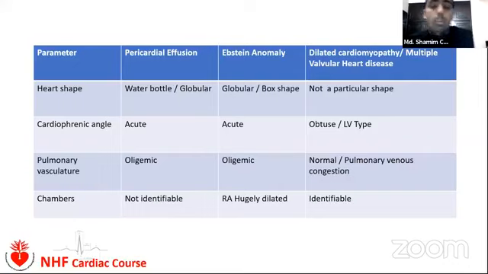Pulmonary vasculature will be oligemic in pericardial effusion and Ebstein anomaly, and it could be normal or plethoric. There will be pulmonary venous congestion in case of dilated cardiomyopathy or multiple valvular heart disease. Chambers could not be identified in pericardial effusion, but there will be some identification in Ebstein anomaly, as the right atrium will be hugely dilated. In dilated cardiomyopathy or multiple valvular heart disease, chambers can be easily identifiable, with dilatation of the left atrium, right ventricle, or left ventricle.